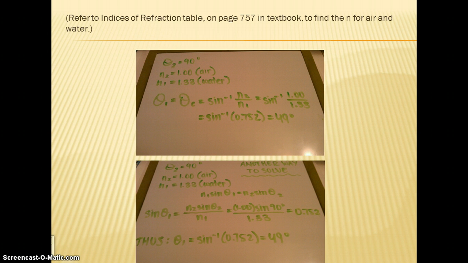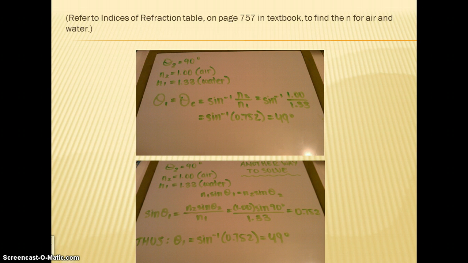Now, by referring to the table on page 757 in the textbook, we can see that our N1 for the water is equal to 1.33 and our N2 for air is equal to 1.00. And we're given that our theta 2 angle is equal to 90 degrees. When the refracted light is along the boundary, the angle in water is equal to the critical angle. So our angle 1 is equal to the critical angle, which is equal to sine inverse of N2 over N1. When we plug in our values, we get sine inverse of 1 over 1.33, which gives us sine inverse of 0.752, or 49 degrees.